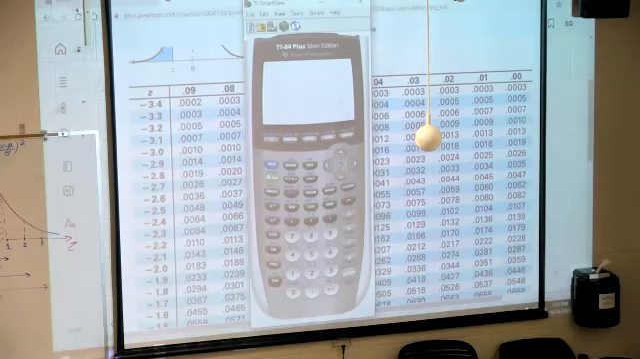Go to that list and tell me which function to use. Normal PDF or CDF? CDF. Why CDF? Because it's an approximation and it's a cumulative score. We're not finding the probability of a single value. I'm finding the probability of less than or equal to -2, so that is a cumulative probability. So you have to use CDF.